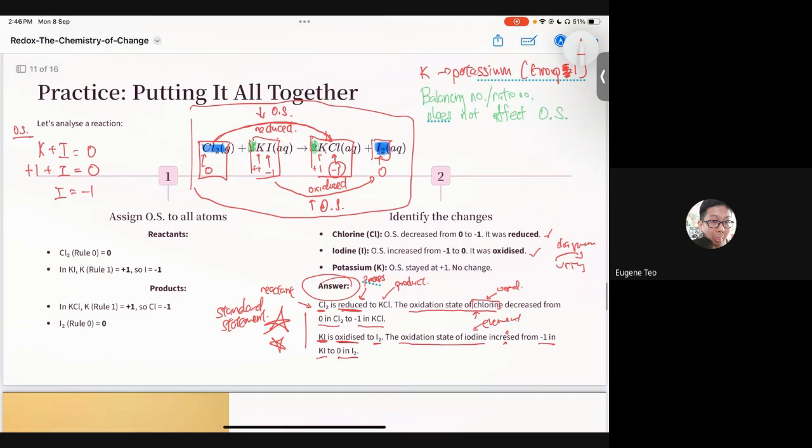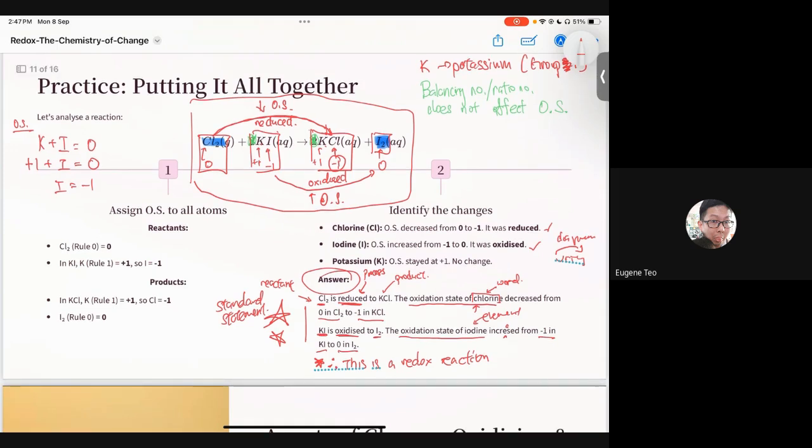And because there's reduction and oxidation, therefore, let's conclude. Therefore, this is a redox reaction. Therefore, this is a redox reaction. So knowing how to explain why it is redox, that's the most important thing over here. So this answer that is written there is actually the standard statement. I want everyone to be familiar with writing.